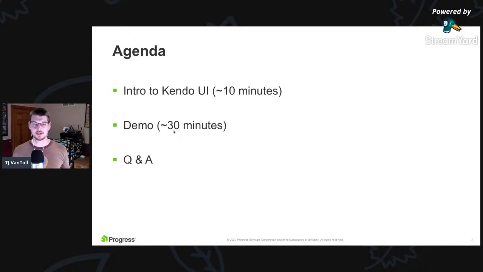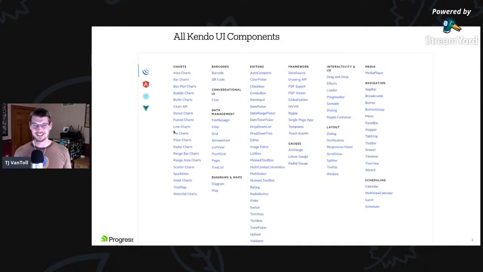So let's start with the intro bit and just some things that are important to know about Kendo UI right off the bat. And the first is what it is. And this is my simplest way of explaining what Kendo UI is: just a whole bunch of UI components. So just UI controls that you can drop onto your web applications. And as you see, there's a lot of them.